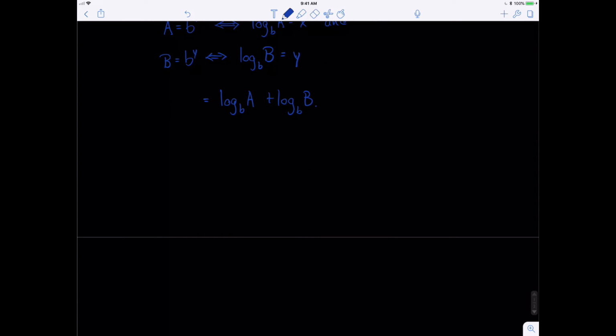So we're going to do this. Use the properties of logarithms to expand the expression.